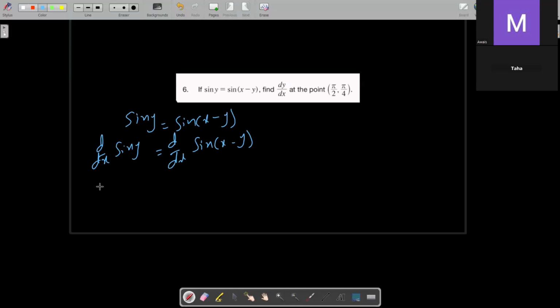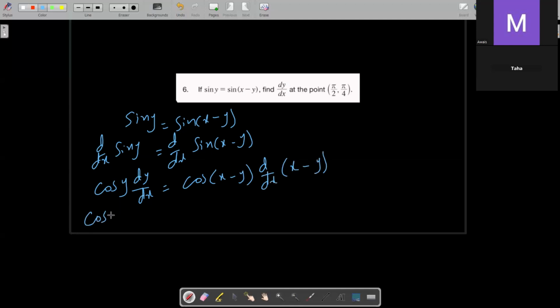So the derivative of sine y is going to be cosine y. But the function is y, it's not x. Like the derivative of sine x is just cosine x. But when you have a different function, you would have to apply the derivative of the function. So cosine y times the derivative of the function means dy by dx. Applying the derivative on sine into x minus y will be cosine x minus y times the derivative of the inner function, that will be x minus y.